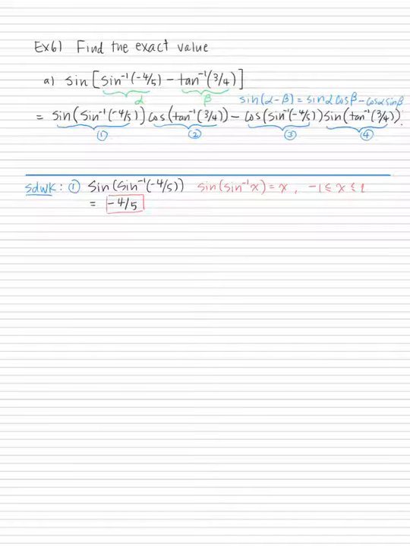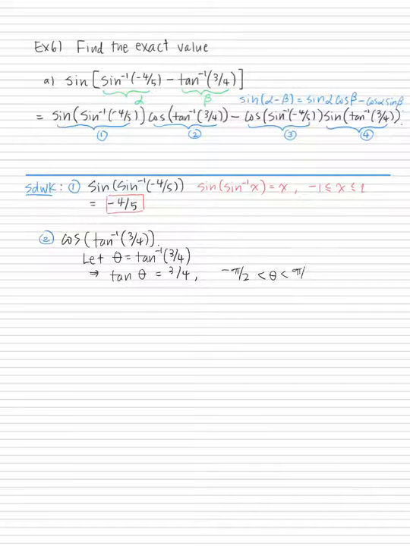So let's call this one side work for 2. So what do we have? Cosine of tangent inverse of 3/4. All right, so I'm going to start out with, let theta be tan inverse of 3/4. So that means that tan of theta is 3/4. Now, provided that theta is between -π/2 to π/2. Let's draw out the picture and see what's going on.